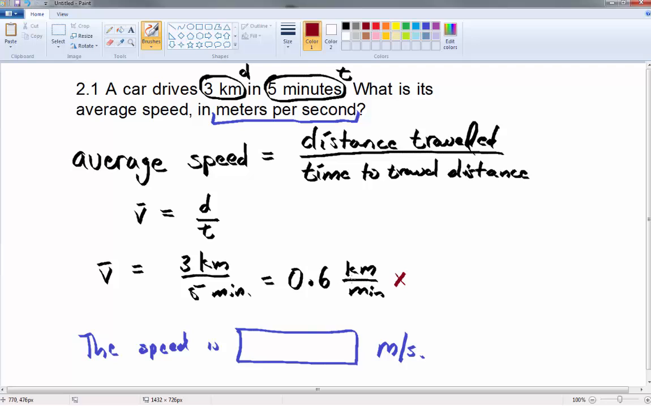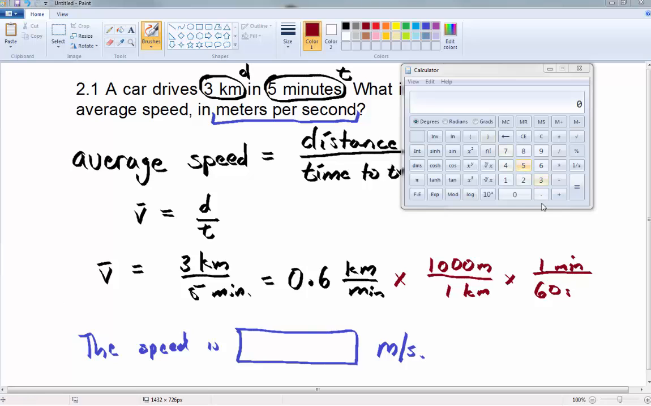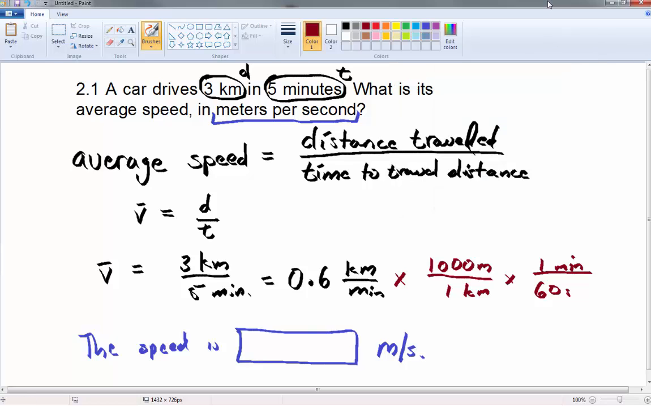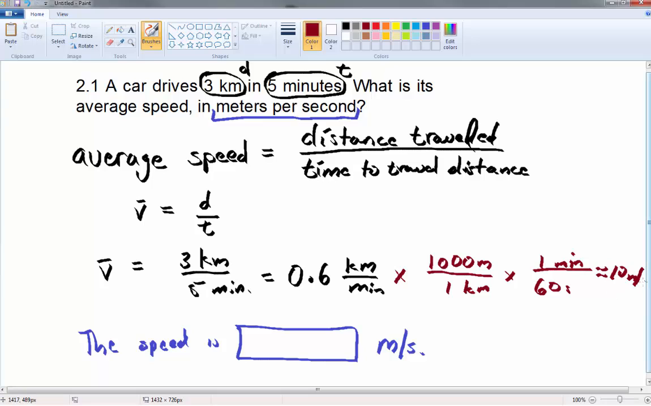So what we've got to do is convert from kilometers to meters. Remember that kilo means 1,000, so there are 1,000 meters per 1 kilometer. And then we have to convert from minutes into seconds. 1 minute is equal to 60 seconds. So now we need to do some multiplying and dividing. You have 0.6 times 1,000, and then that has to be divided by 60. You can see that the answer is going to be 10. So the average speed is about 10 meters per second. In this little box, we would write 10.